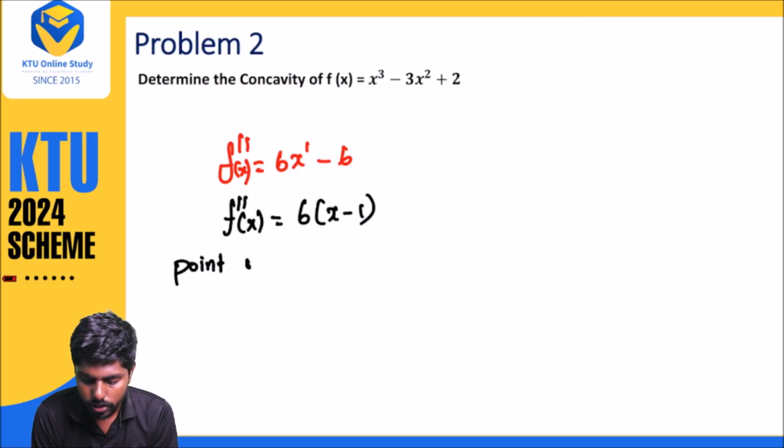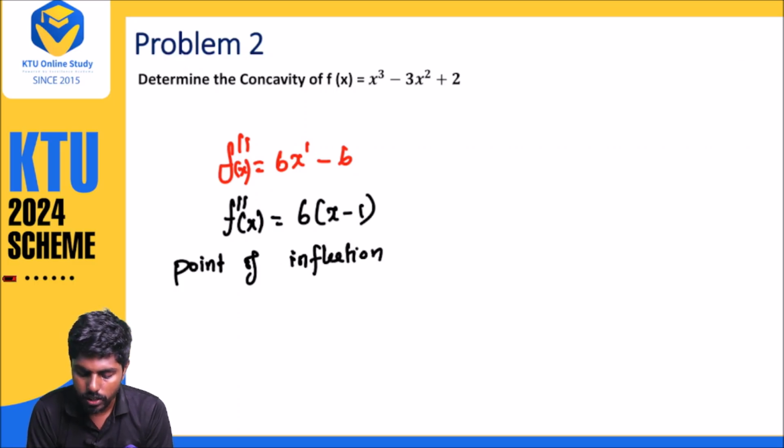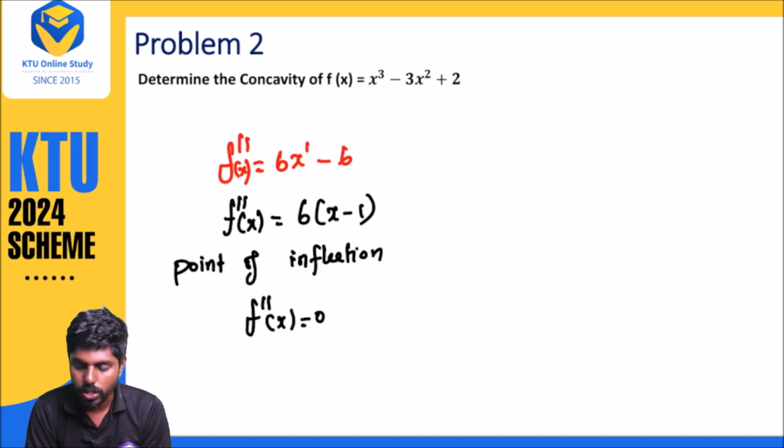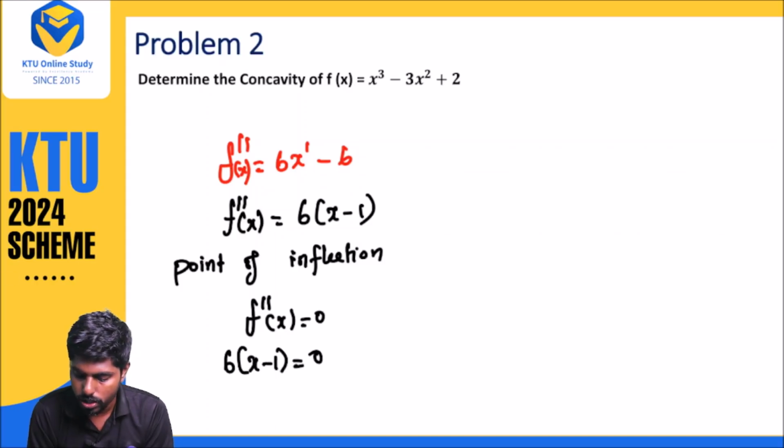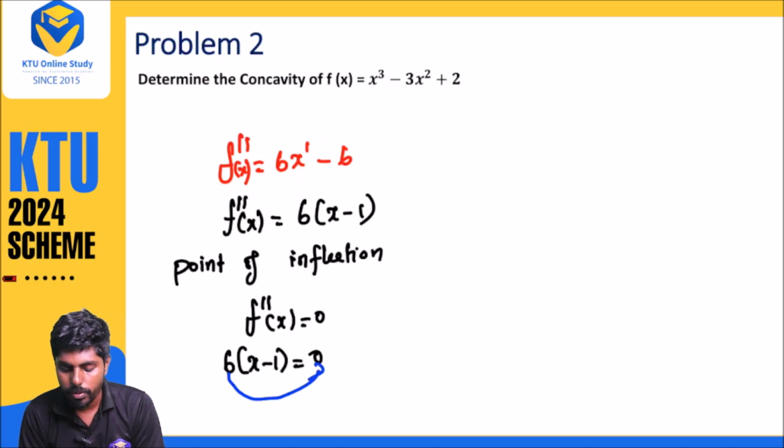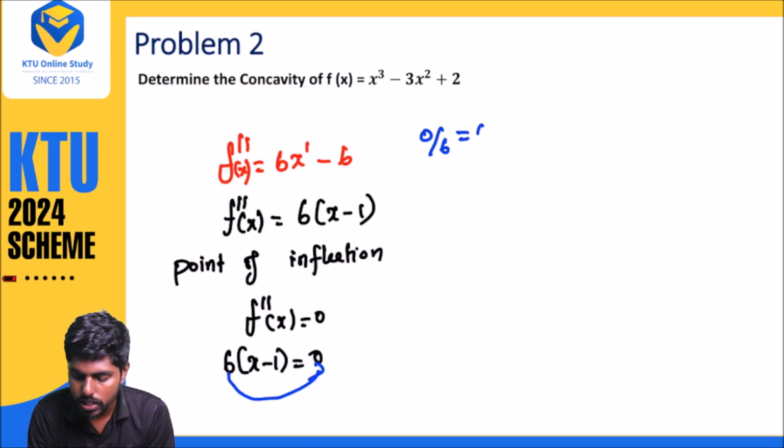Point of inflection, we want to identify. So what is a point of inflection? That is f double dash of x equal to 0. So f double dash of x equal to 0 means 6 into (x minus 1) is equal to 0. Taking 6 to the other side, 0 divided by 6 is 0 only.